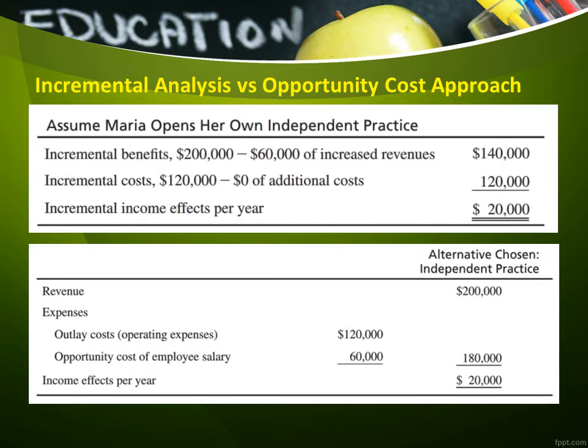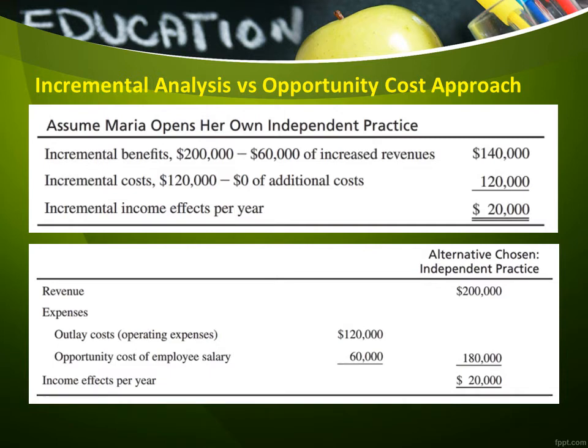Now let us observe how we come up with incremental analysis and compare it with the opportunity cost approach. Assume Maria opens her own independent practice. She would make 200,000 in a year if she opened her own practice, and we deduct 60,000, which is how much she makes in a year as an employee. So there will be an increase in revenue of 140,000, less the incremental cost of 120,000, so the incremental income effect per year is 20,000.